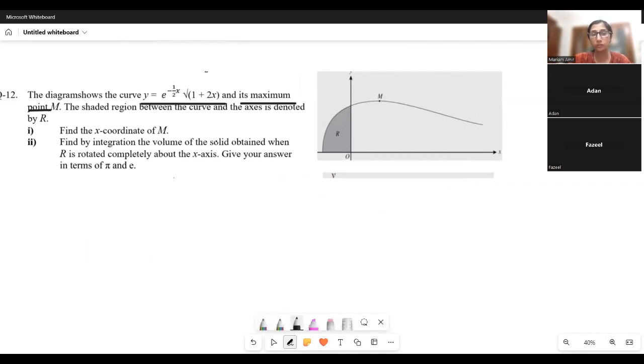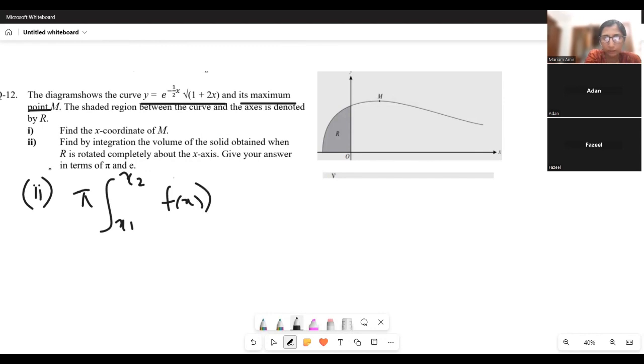Find by integration the volume of the solid obtained when R is rotated completely about the x-axis. Give your answer in terms of pi and a. So now the concept of A-level, volume of revolution, comes in. The formula for volume of revolution about the x-axis: pi outside, then lower limit of x, upper limit of x, then we square f(x) and dx. Okay, this is the A-level formula.